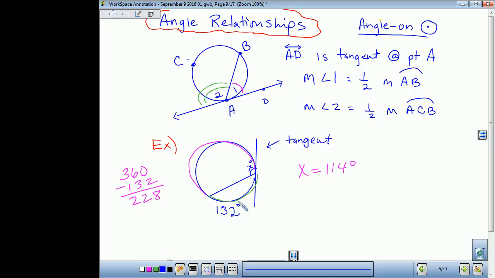Or the second approach would be, if we know this is 132, we know this angle here would be half of that. And then these two together make a straight line. When two angles form a straight line, we call them supplementary, and they're a linear pair. Anytime we add up angles and they form a straight line, they're supplementary. So we would do 180 minus 66, and we would still get 114. You can approach it either way. Any questions about angles on the circle?